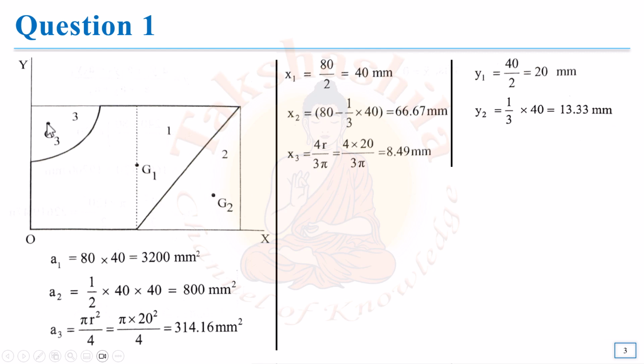Now what remains is we have to calculate the value of y3, where y3 will be the vertical distance from the reference x-axis to G3. So how do we find that? What we know is this distance is how much? It is 4r by 3 pi.